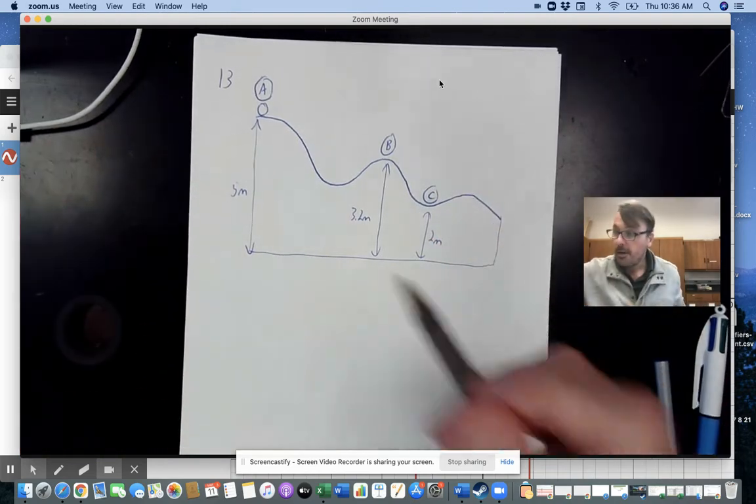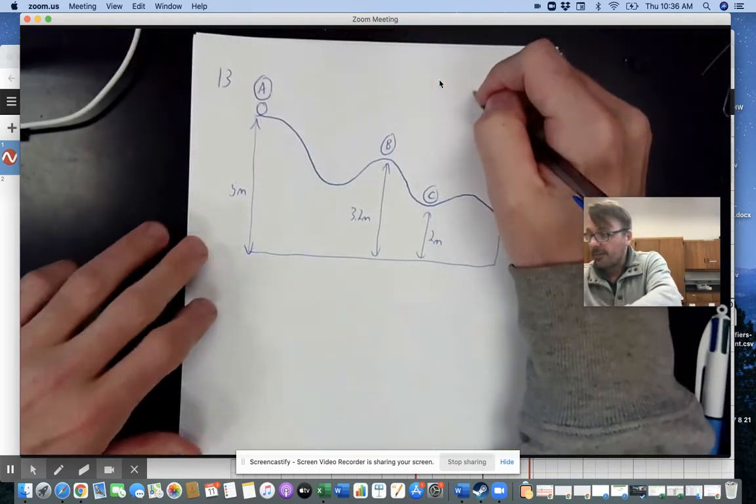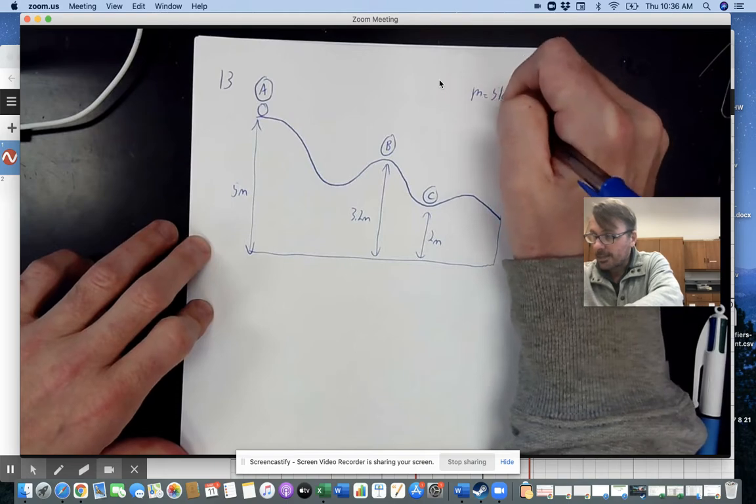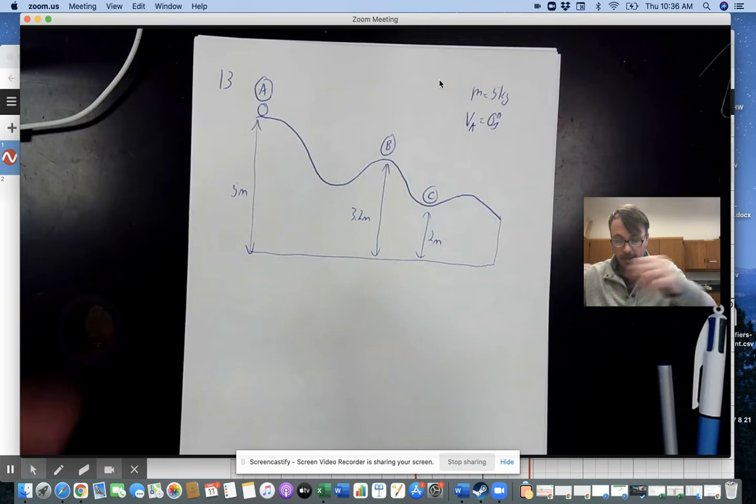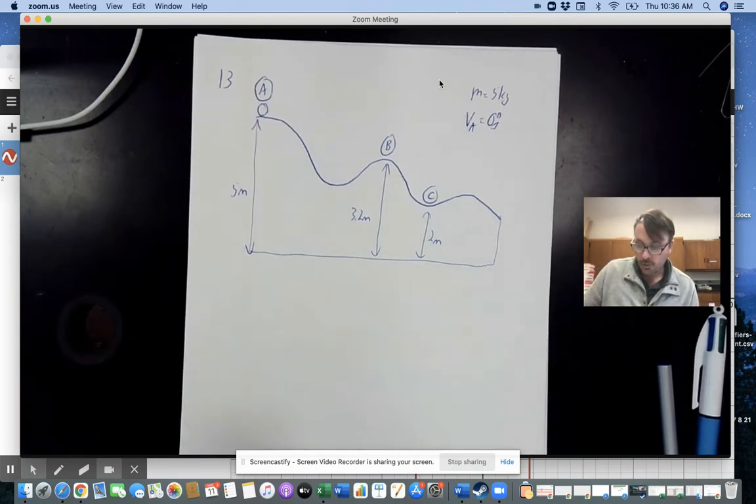And it says if this particle, which has a mass of 5 kilograms, is released from rest at position A, so then we know the speed at position A is 0, find the speed at B and C, and then find the work done by gravity going from A to C. So let's go through this.